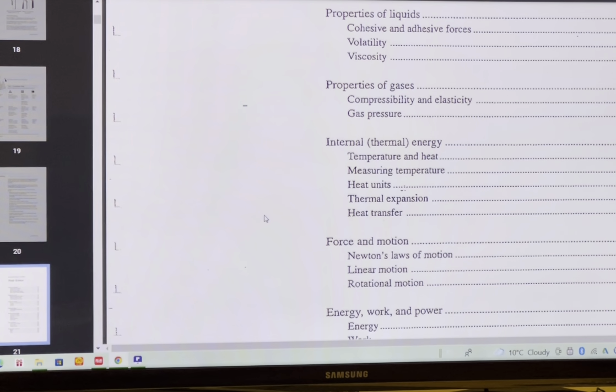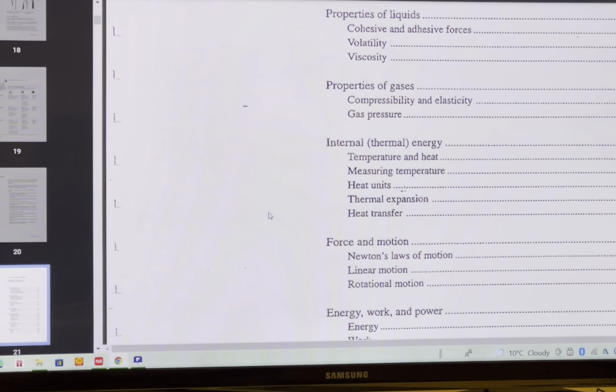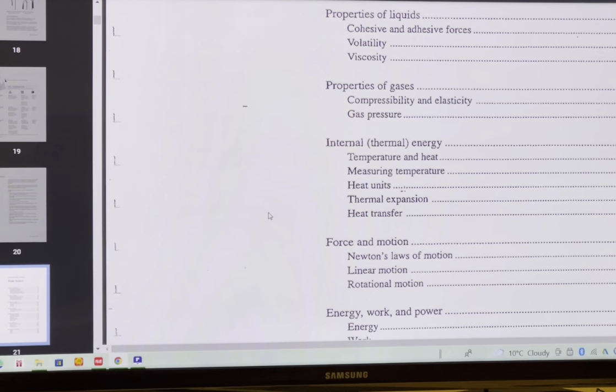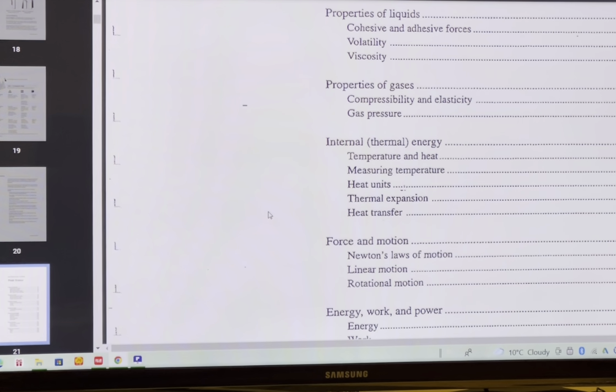Internal thermal energy. Talking about the temperature and the heat, measuring temperature, heat unit. You know, we will be talking about the heat unit. We mentioned before, there are two systems in our engineering. One is the metric system, the other is the imperial system. Okay, thermal expansion. Okay, heat transfer. How heat transfers in the steel, in the cast iron, and some other matter.